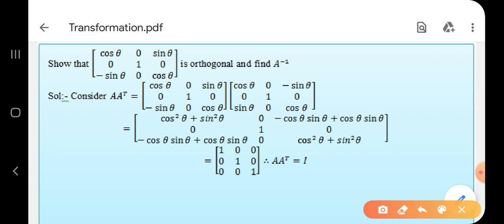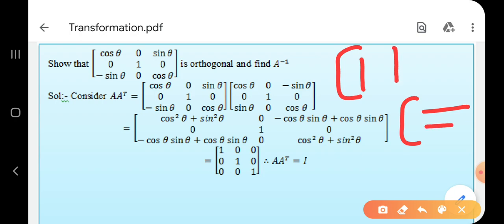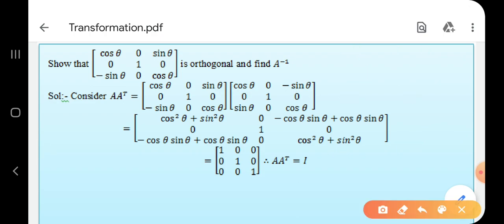Instead of column, we write row. Here 0 1 0, no problem, it is 0 1 0. Correct? Now third one, sin theta 0 cos theta, we write here sin theta 0 cos theta. Right? Or you may write minus sin theta 0 cos theta. In any way, you just make sure that whatever column is here, you have to write as row there. Whatever second column, you have to write second row. Third column, you have to write third row. Like that. Okay. Now do the product.